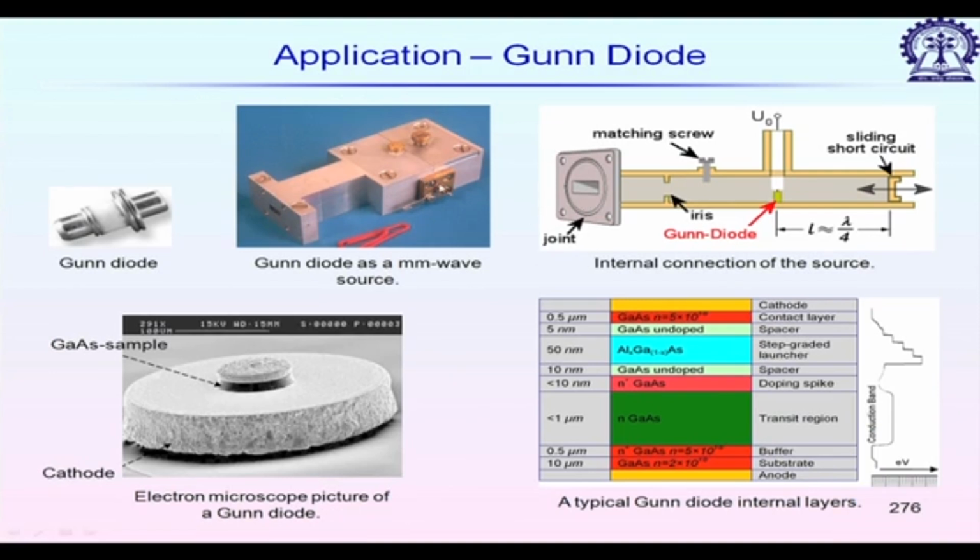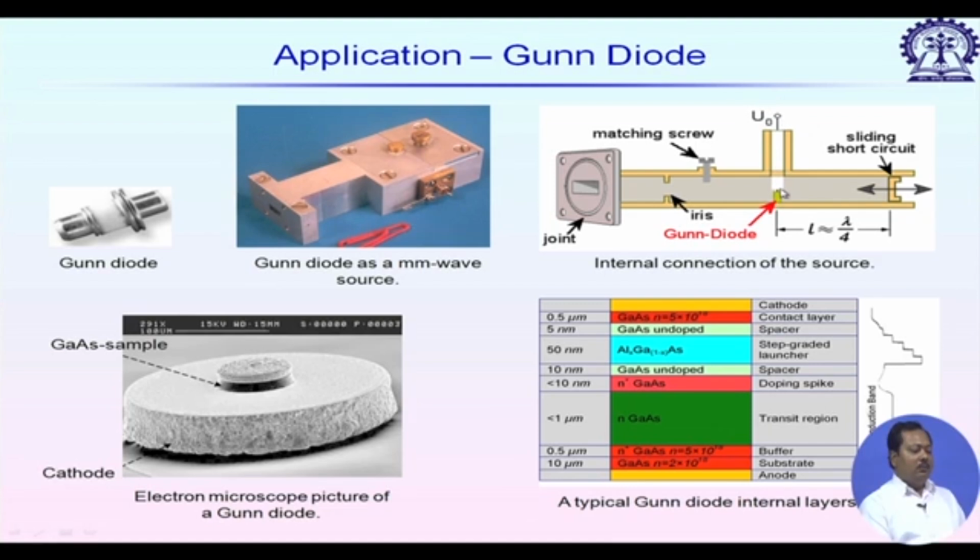Now, let us see how a Gunn diode is used as a millimeter wave source. It is very popular in laboratory experiments. It shows a waveguide based system, and here in the top right figure you can see a cutaway view of the waveguide source based on a Gunn diode. The Gunn diode is placed inside the rectangular waveguide. On top of it we have the biasing arrangement which will provide that ETH value.